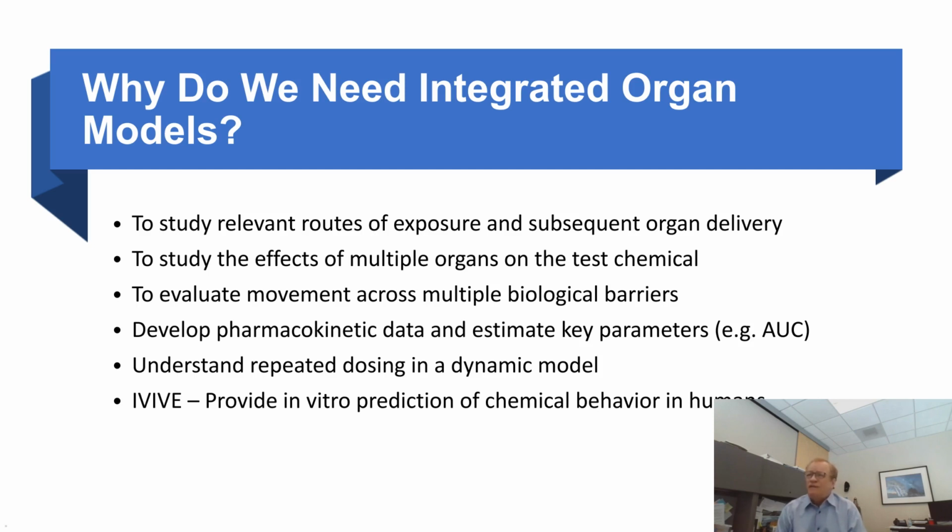We want to be able to study the effects of multiple organs on the test chemical. We want to be able to look at the movement across multiple biological barriers. And we want to be able to develop pharmacokinetic data and estimate key parameters, for example, the AUC or half-life. And we want to be able to understand repeated dosing. So we want a repeat dosing dynamic model. And then most importantly, we want to be able to have the ability to extrapolate this in vitro data to in vivo reality.